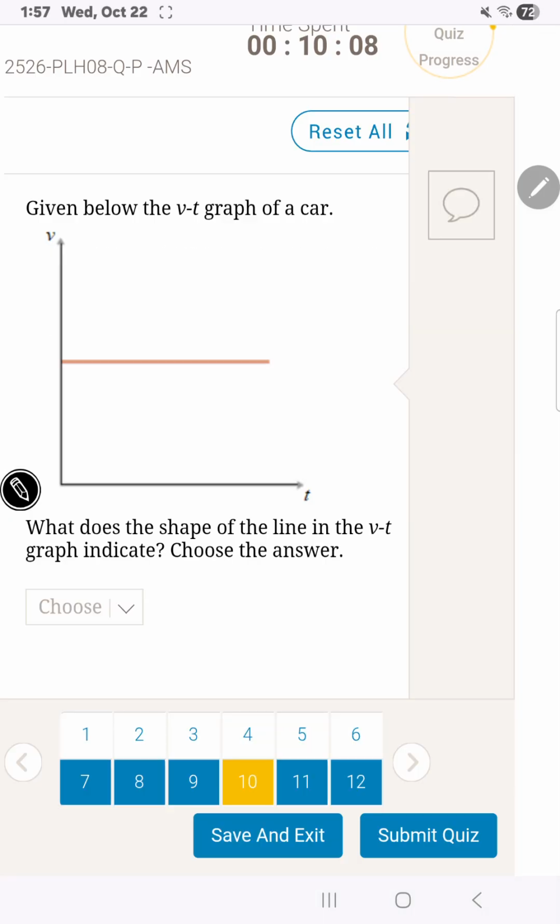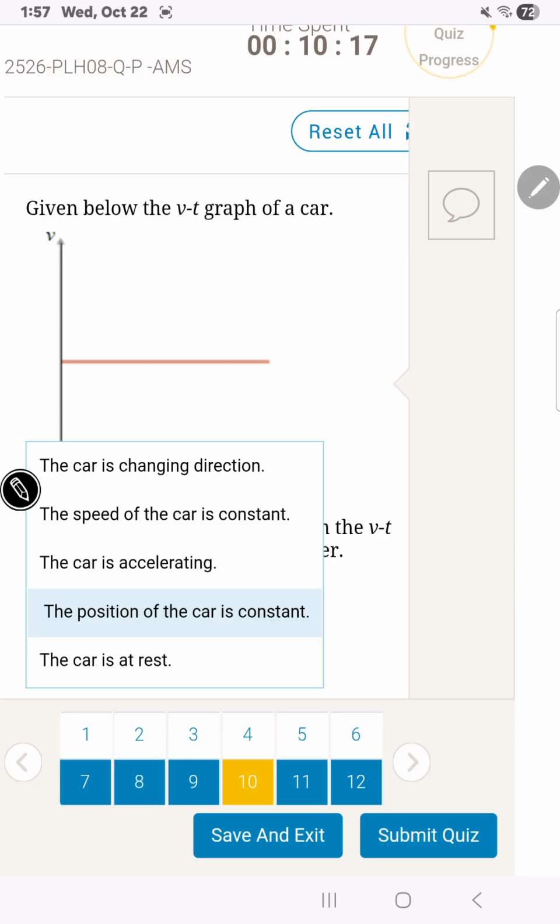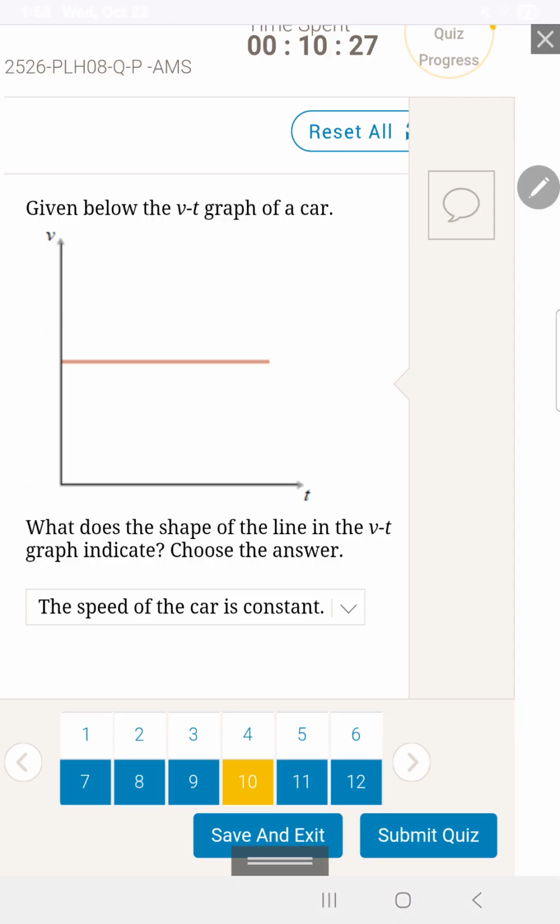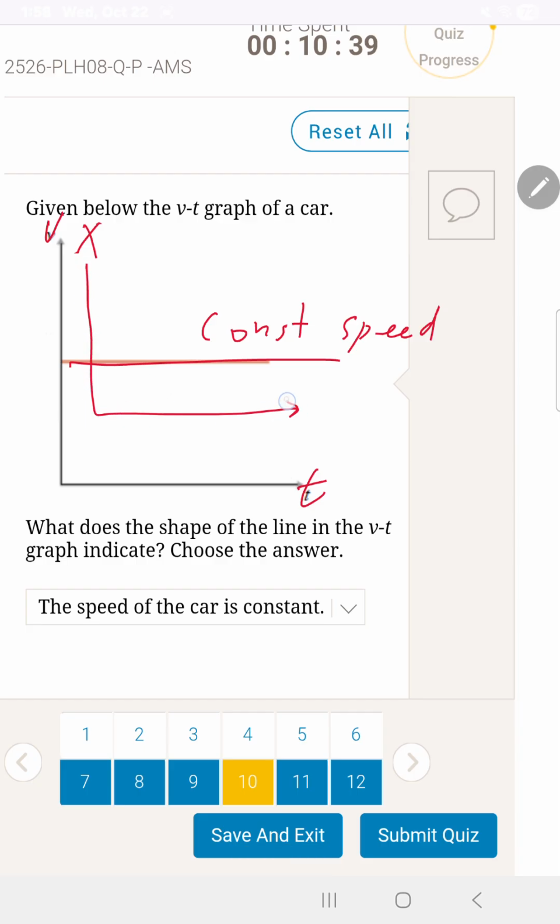Question number 10. Given below the v-t graph of a car, what does the shape of the line in the v-t graph indicate? So this indicates that the car is moving at constant speed. So the speed of the car is constant, because here we have velocity and time, so this means constant speed. But in case we have position and time, in this case it will be not moving.